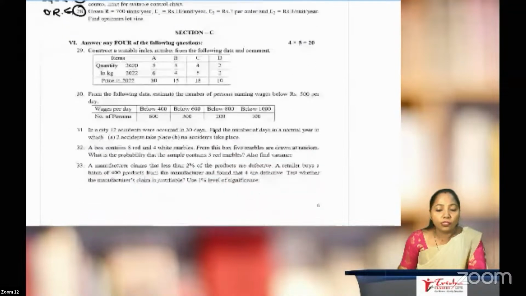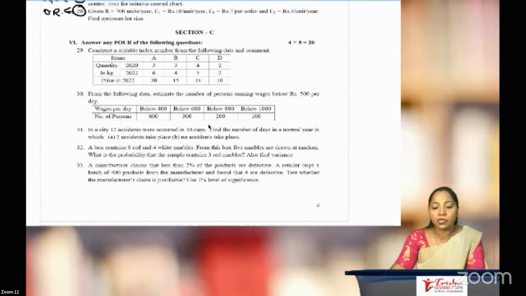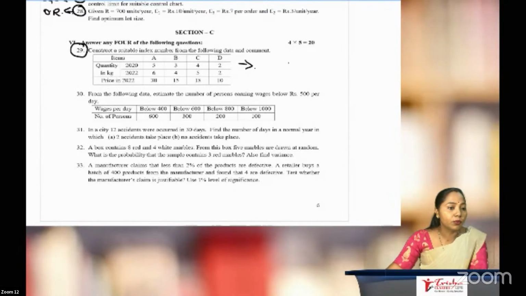Now moving on to section C, students, under Roman number 6, 8 questions will be given for which you have to answer any 4. Out of 8, you have to answer any 4. So first question is from index number. Now, what are the questions? Make a note of this. What are the questions that you can expect for question number 29 under section C?